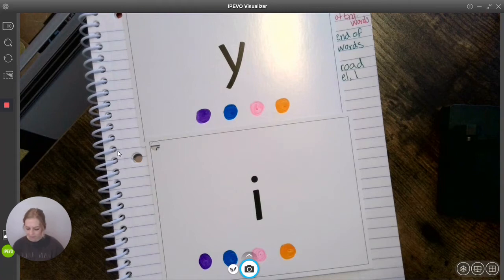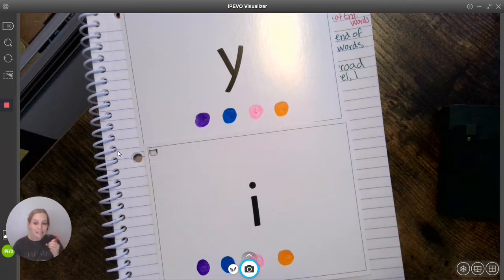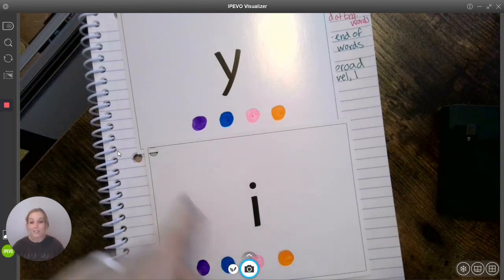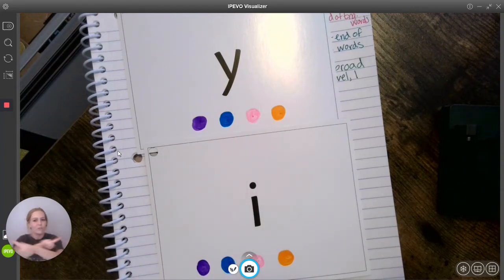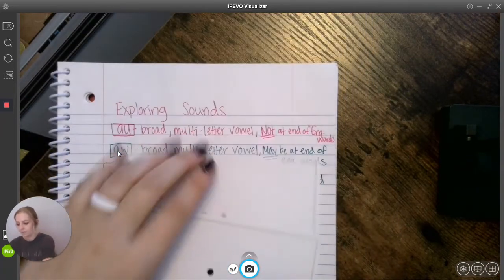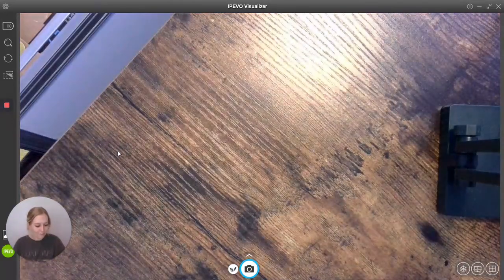Good job. If I knew that one of these was spelling the long E sound at the end of the word, which one would it be? Would it be Y or I? At the end, hint, hint, end of the word, it would be Y. Why again? Because English words do not end in I. Good job. You guys are so smart. All right, we can put these notes away for now.